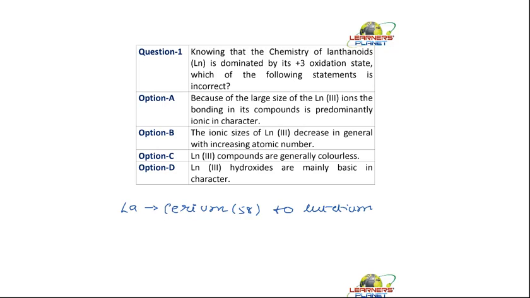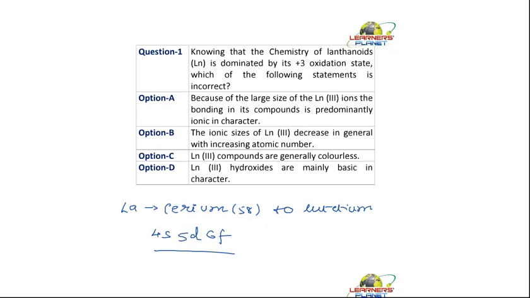Now students, these are the lanthanides, and you must be knowing that these are f block elements, and the general electronic configuration goes as (n-2)f, (n-1)d, ns. Or I can write the configuration as 4f, 5d and 6s.